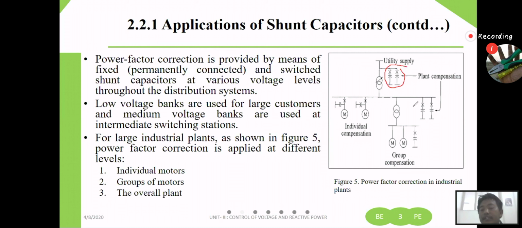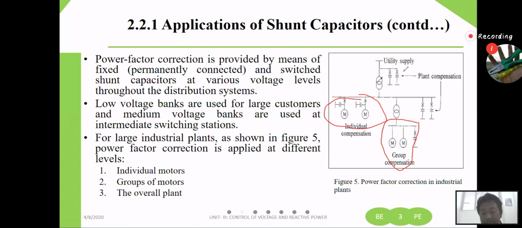In most industries, in Pasakha or wherever there is industry, you will not find individual compensation. Moreover, I have not even found group compensation. What I have seen is one capacitor bank for the whole industry, connected to the whole plant, and they try to compensate the power factor that way.